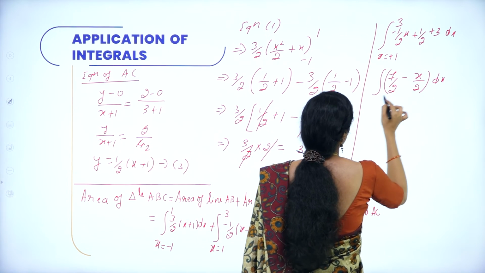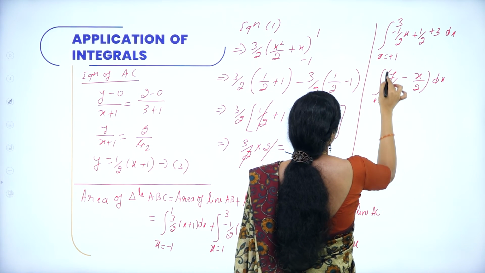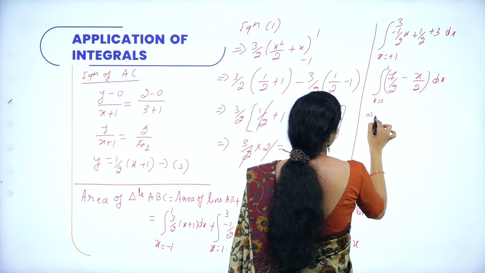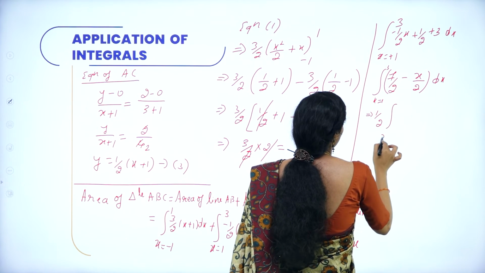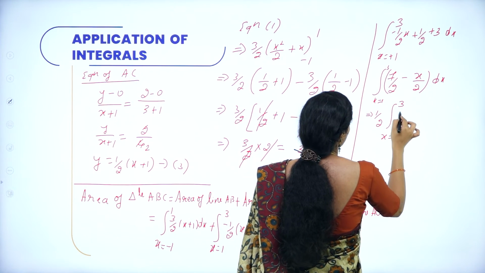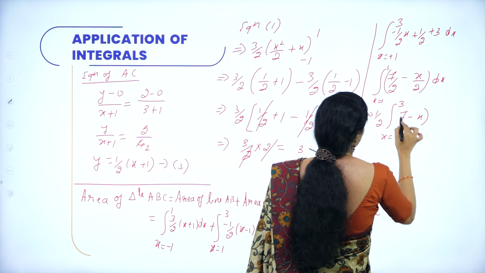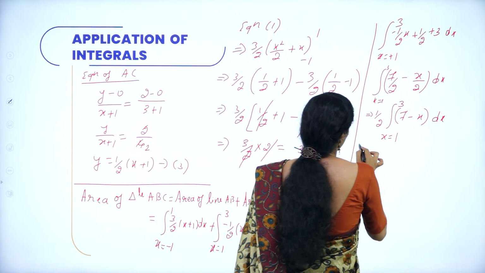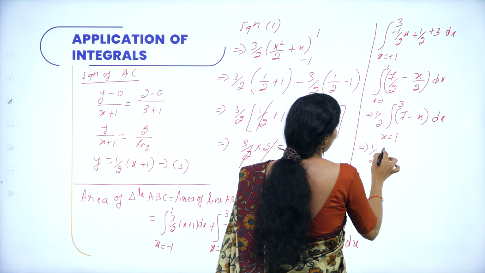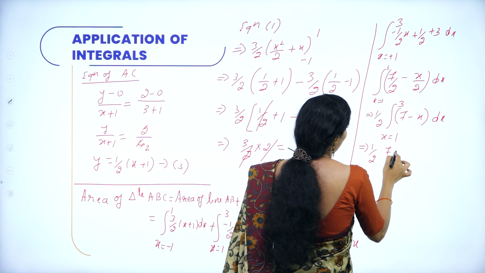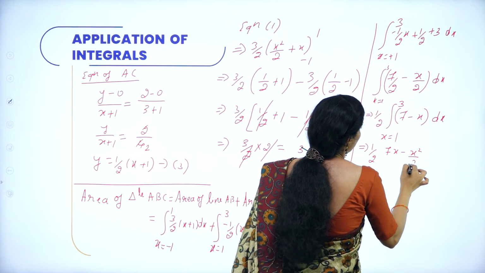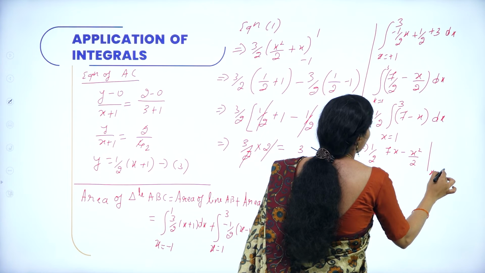Now you can take half as common factor, 1 to 3. Which will become 1 by 2 into integral x varying from 1 to 3, 7 minus x into dx. Now you can simplify: 1 by 2 into 7 minus x is 7x minus x square divided by 2. X will be varying from 1 to 3.